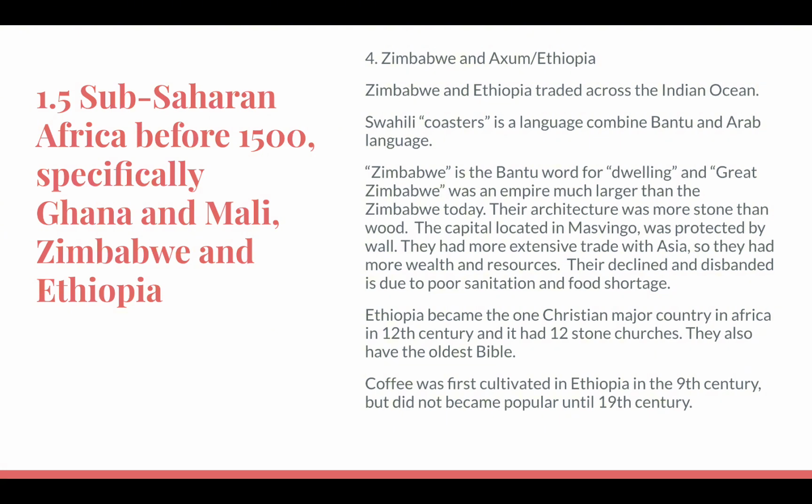Ethiopia became one of the major Christian countries in Africa in the 12th century, and it has 12 stone churches. They also have the oldest Bible. Coffee was first cultivated in Ethiopia in the 9th century, but did not become popular until the 19th century.